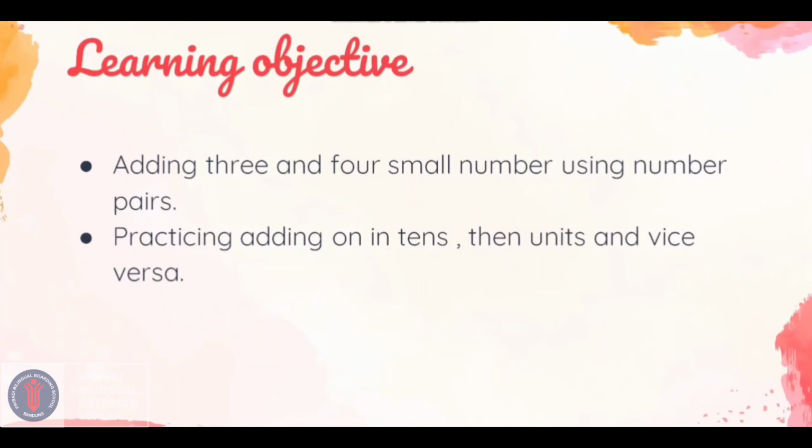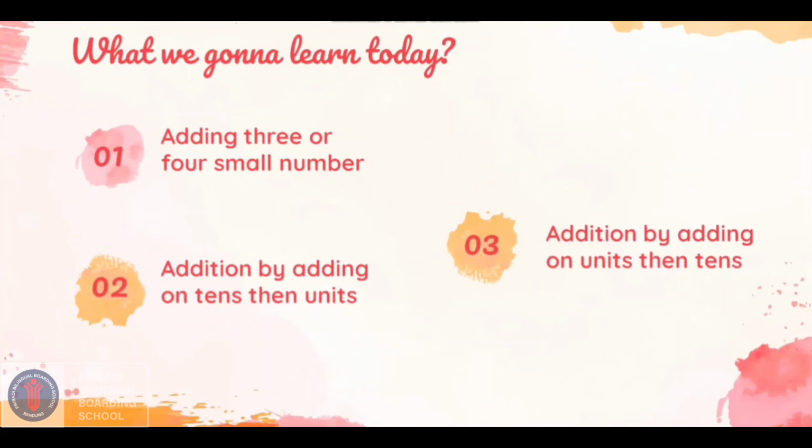Now our learning objective for today is adding 3 and 4 small numbers using number pairs, and practicing adding in tens, then units, and vice versa. The first one is how to add 3 or 4 small numbers. The second one is addition by adding on tens, then units. And the third one is addition by adding on units and tens.